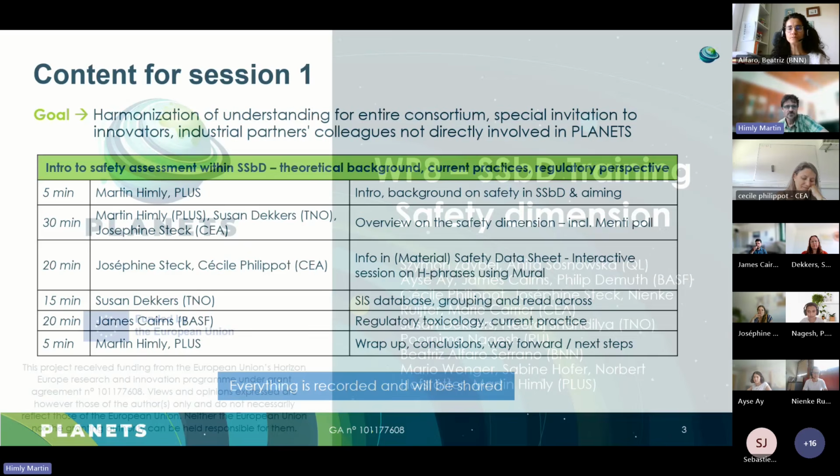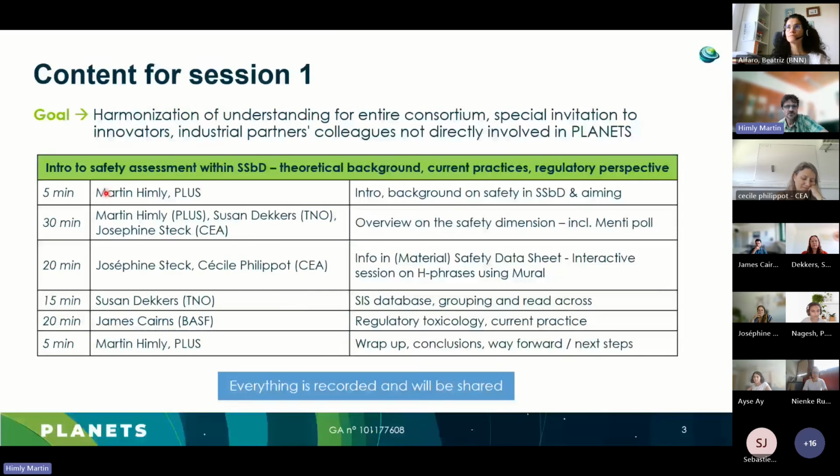So what are we going to do today? After my short introduction, we will dive into the basics of the safety dimension, really starting at risk with Paracelsus' law and all this kind of background. Then we are, as always, going to have an interactive element on material safety data sheets. Then Susan is going to take us into the SIS database and into grouping and read-across to understand the background of that one.